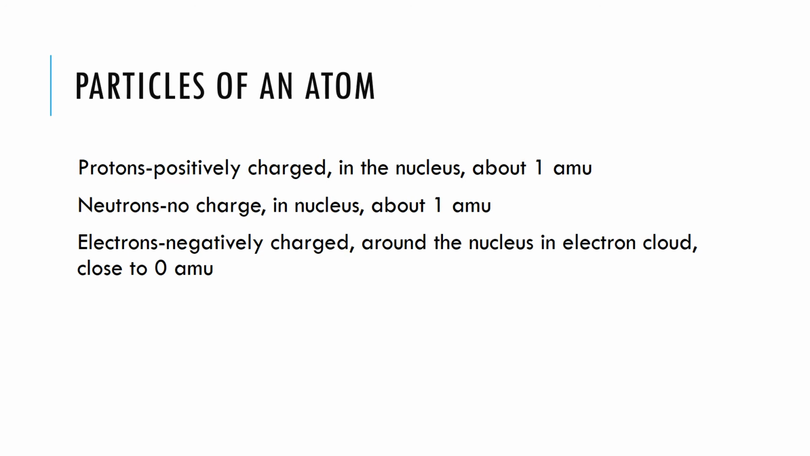And an electron is our negatively charged particle. Those are the ones that are flying around the nucleus in the electron clouds, and they are definitely our smallest particle of the atom. So it's close to 0 AMU. It has almost no mass whatsoever, so a lot smaller than our protons and neutrons.